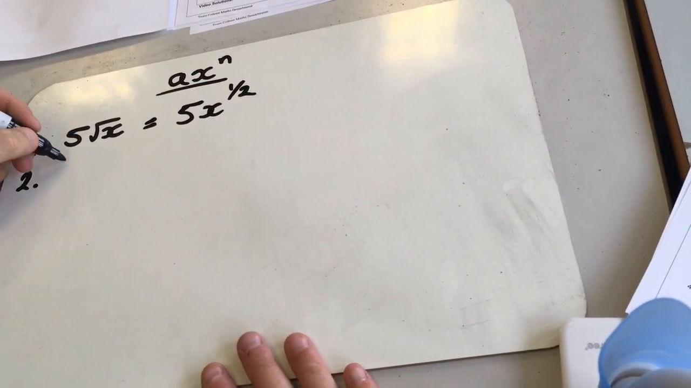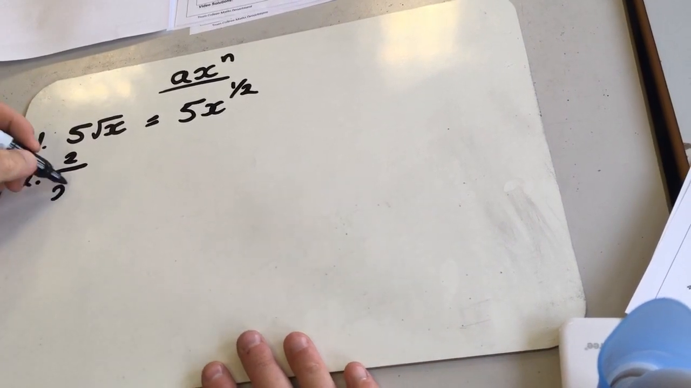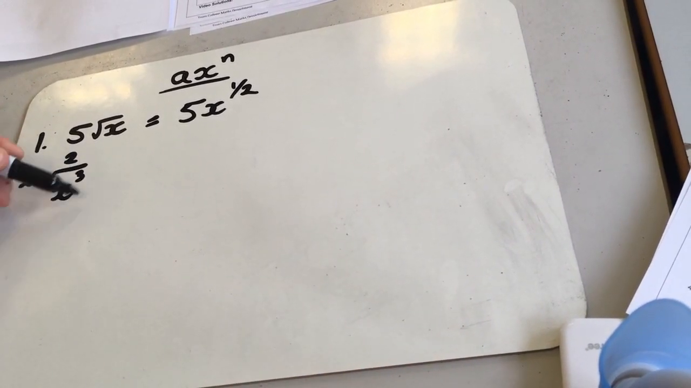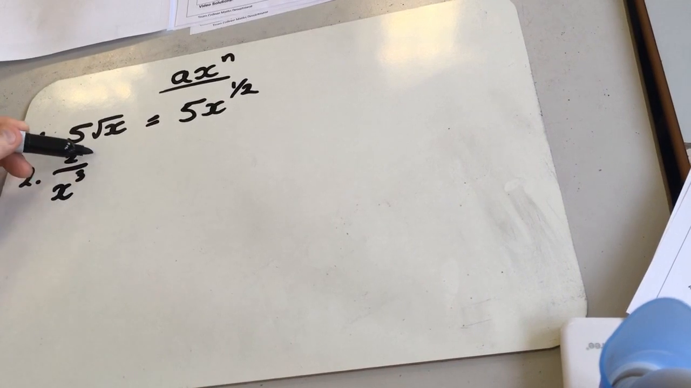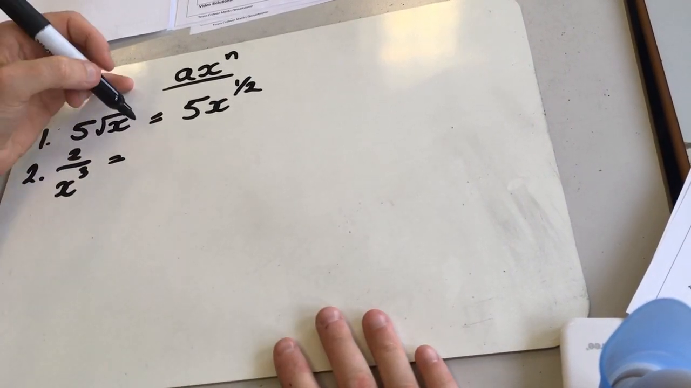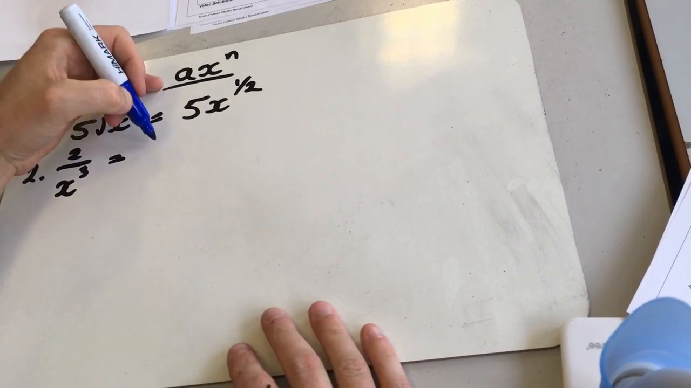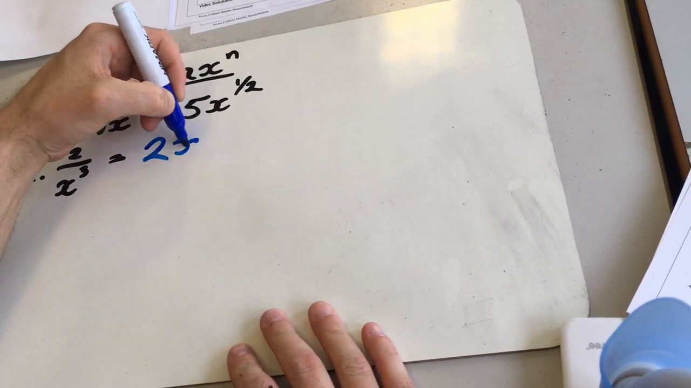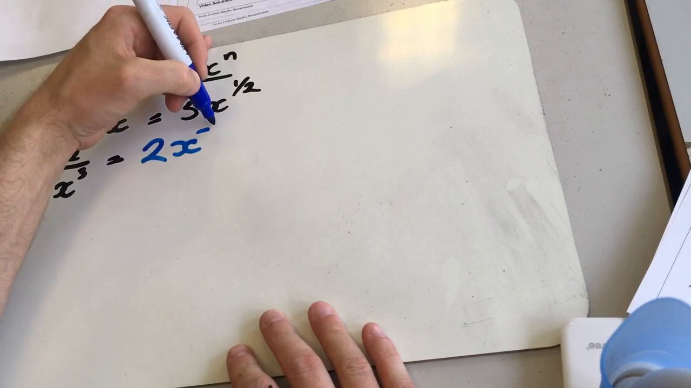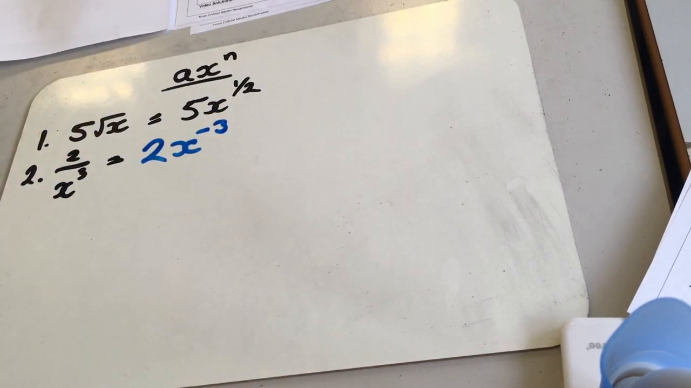Right, next one, we've got 2 over x cubed. So this time we need to bring this x cubed up to the top, and to bring something up to the top, we're going to use a negative index. So we get 2x to the minus, that's what's brought it up, and it's still cubed, so we keep the cube there.